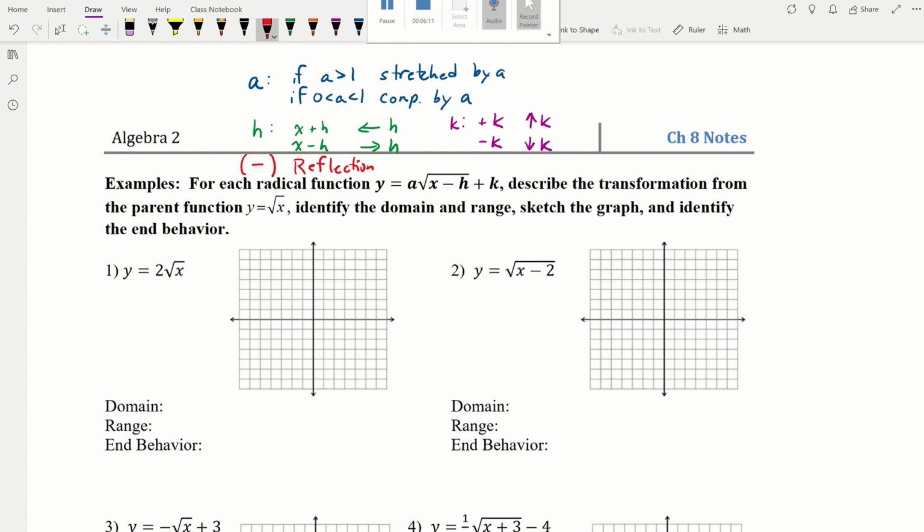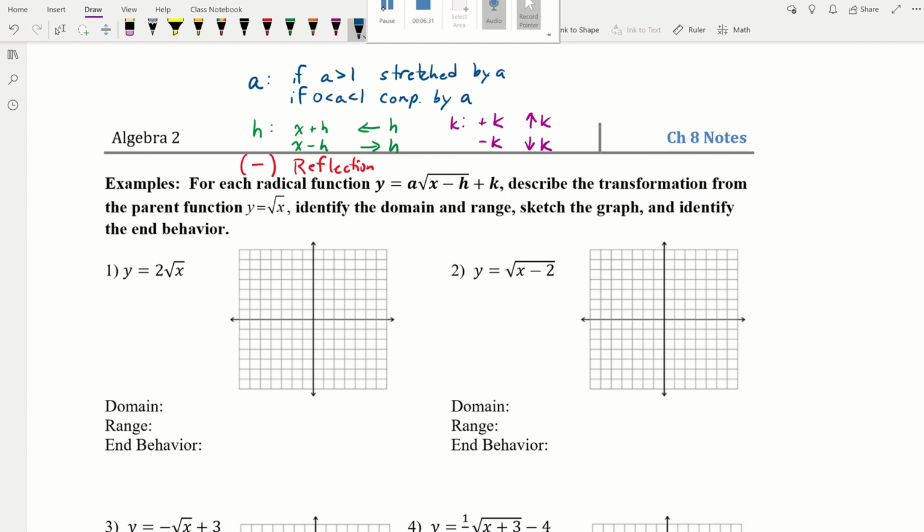All right, so if we wanted to take that parent function we graphed before and apply these transformations, we can use those to graph any of these functions. My recommendation would be to pause the video, try each one of these on your own, and then continue with the video to see how you did.